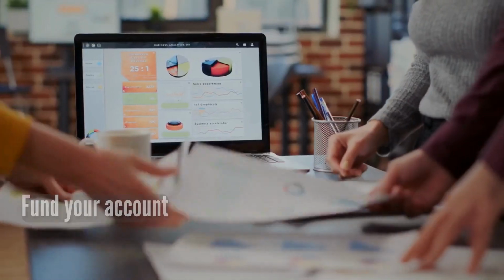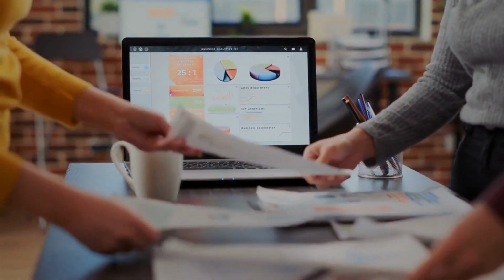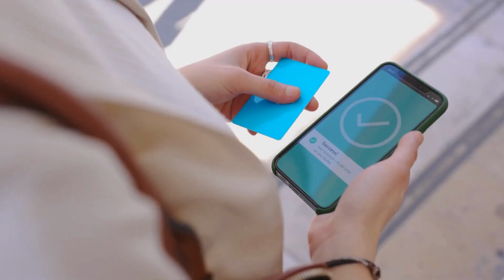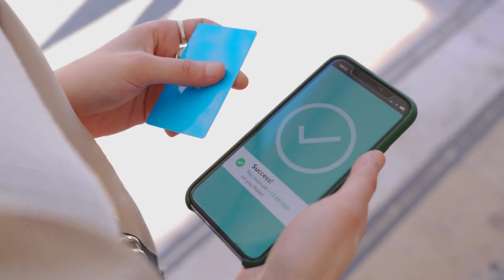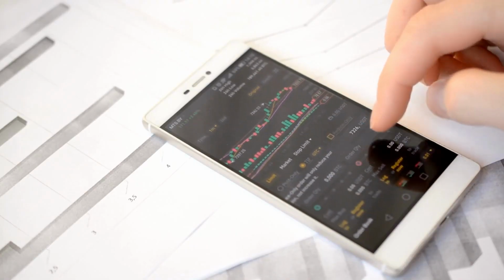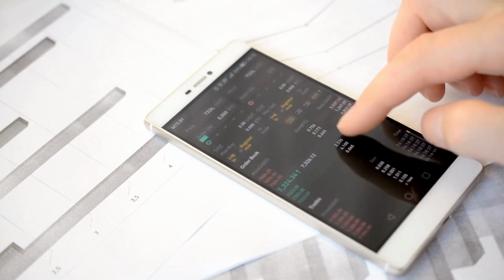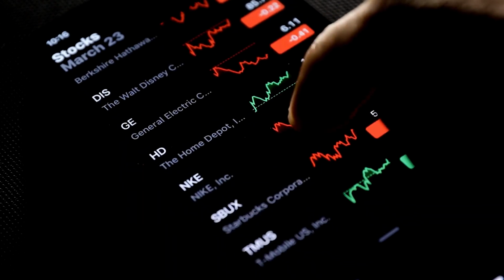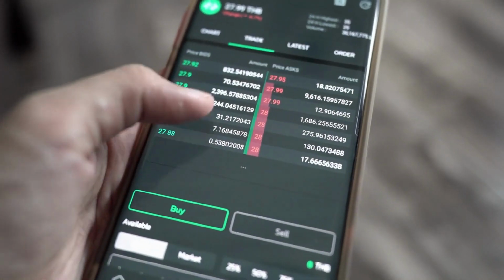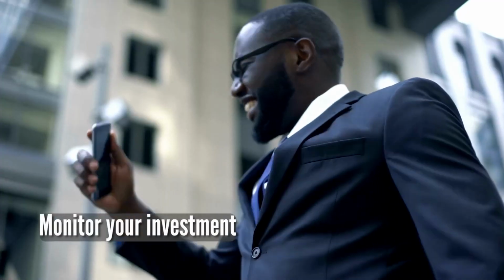Fund your account. After opening a brokerage account, you need to fund your account with money to purchase gold mining stocks. You can fund your account by transferring money from your bank account, wiring money, or writing a check. Place your trade. Once you have funded your account, you can place your trade to buy gold mining stocks. You can place your trade online or through a broker. It is essential to ensure that you have selected the correct stock ticker symbol and the number of shares you wish to buy. Monitor your investment.